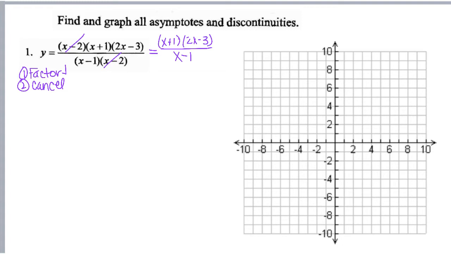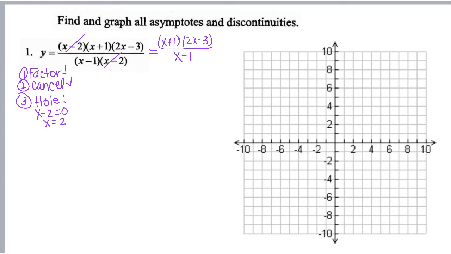Now, after we factor and cancel, our next step is to find a hole in the graph. Anytime you factor and cancel, that means you will have a hole, or a point of discontinuity, in your graph. To find the coordinates of this, you set what was canceled equal to 0. So x is going to have to be 2.